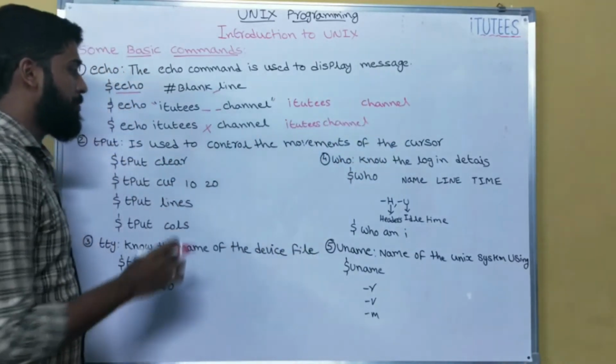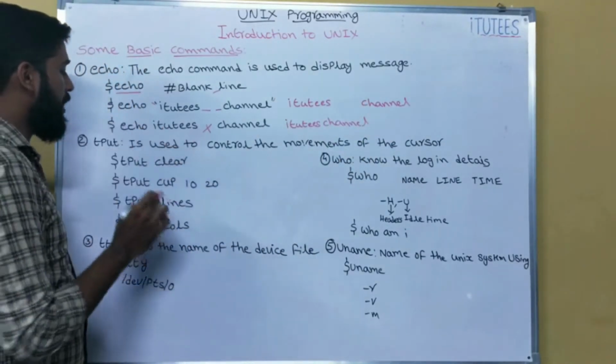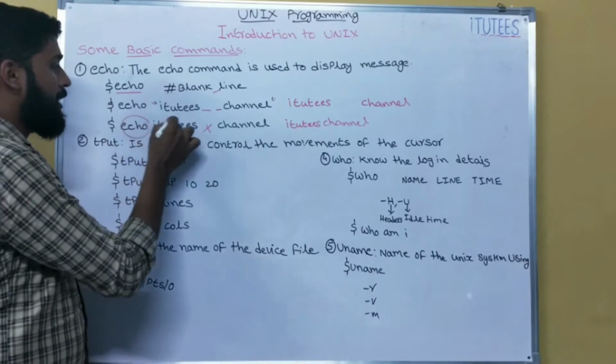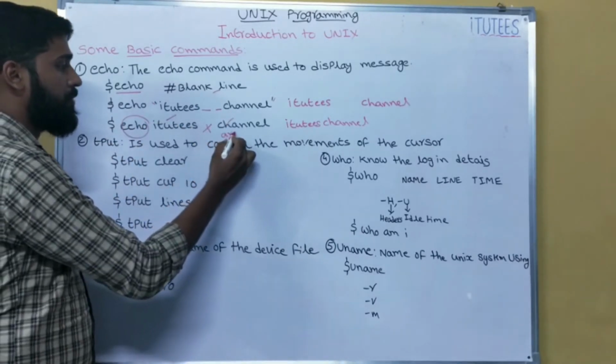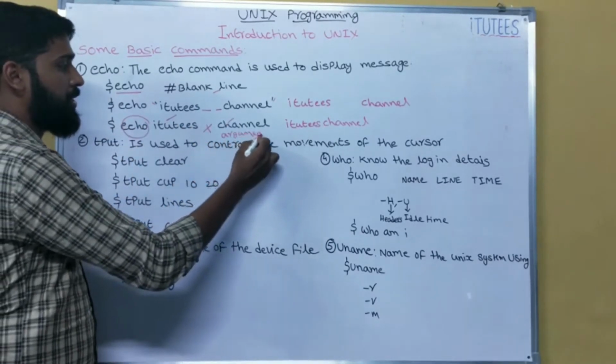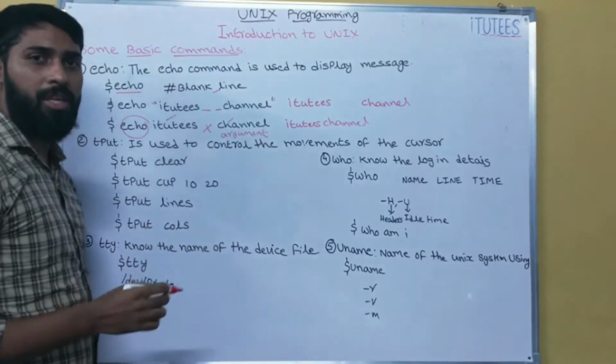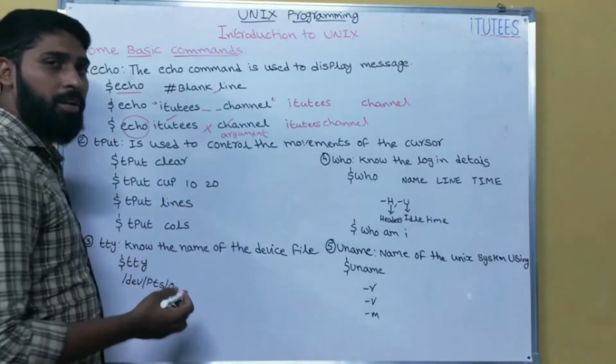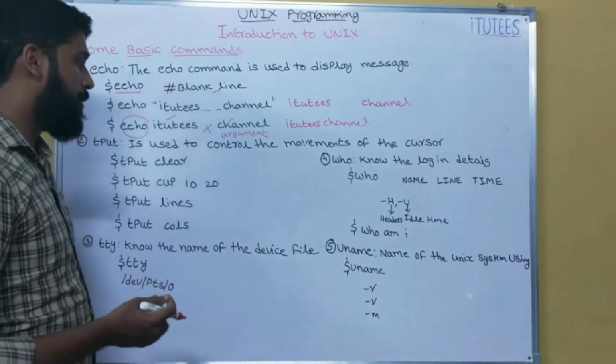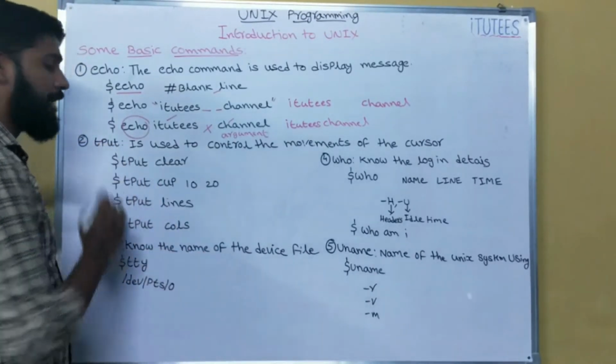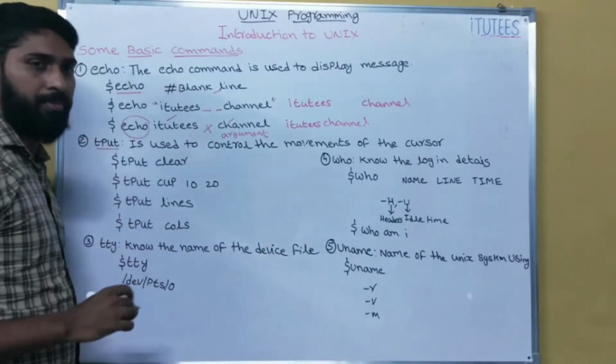So in this case, the echo command treats these as arguments. In the previous class we discussed that Unix commands receive either 0 arguments, or 1 argument, or more arguments.